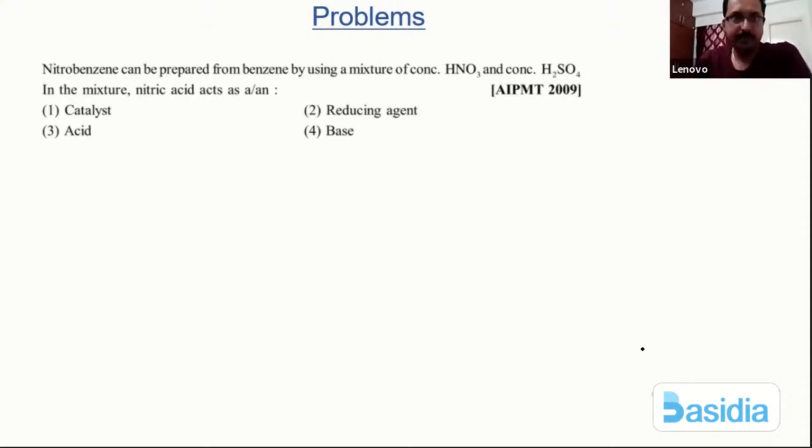Nitrobenzene can be prepared from benzene using a mixture of HNO3 and H2SO4. In the mixture, nitric acid acts as an, you can see it is an AIPMT 2009 question. So nitric acid is acting as what exactly here? Whether it is acting as a catalyst, an acid, a reducing agent, or a base. Your 30 seconds starts now.